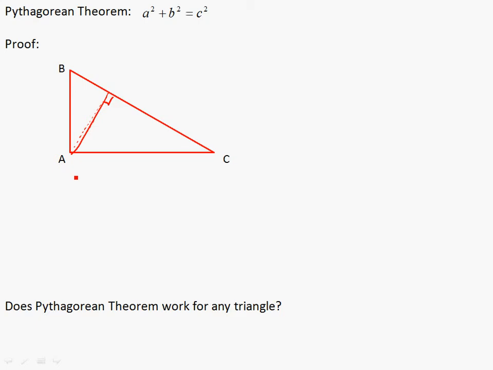Is that what you guys have printed, or did I change it? Do you have A, C, and B this way? Because it doesn't matter, but yeah, you do? Okay.